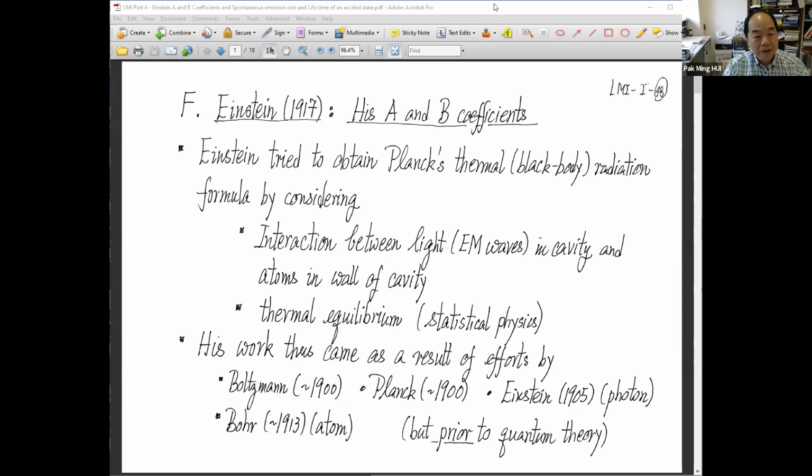So let me look up the right set of notes. So in this part, we will discuss 1917 Einstein's work, especially what is popularly called his A and B coefficients. I already mentioned what the B coefficients are, and the A coefficient is the one for spontaneous emission.